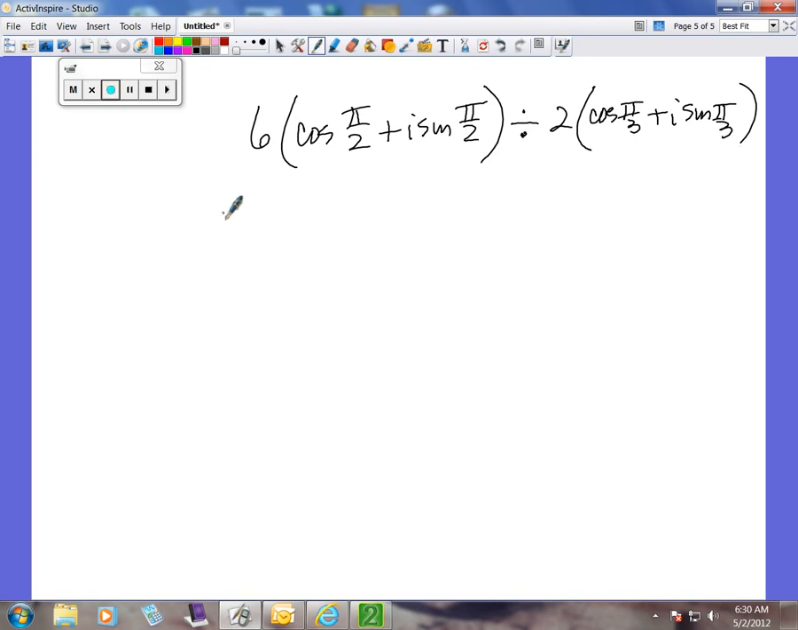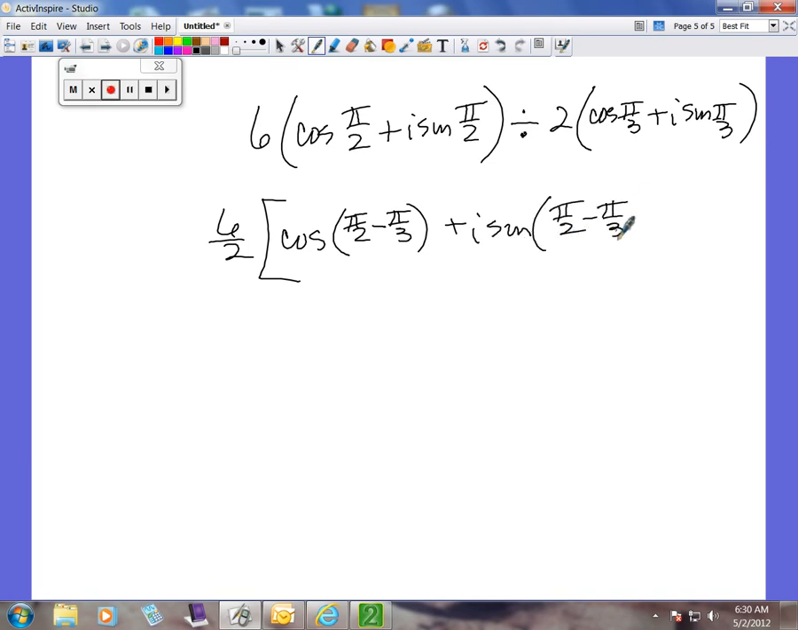Okay, since we're dividing, we divide the r's, subtract the thetas. So we'll have cosine of pi over 2, theta sub 1, minus pi over 3, plus i sine of pi over 2 minus pi over 3.